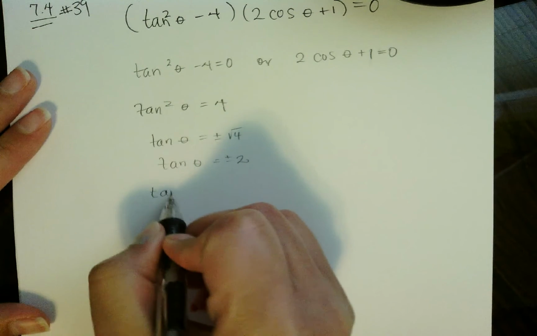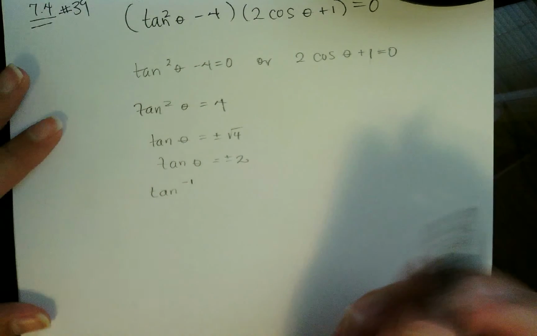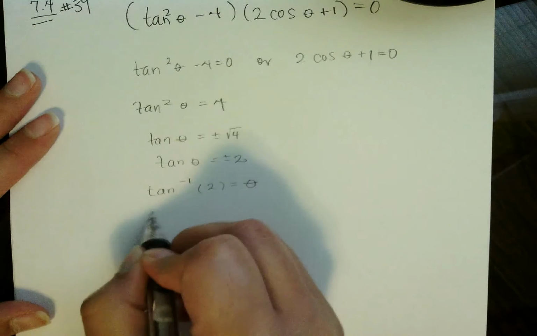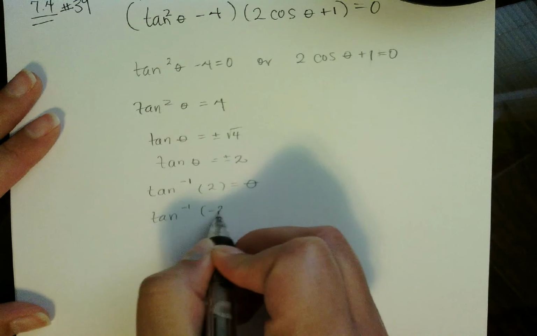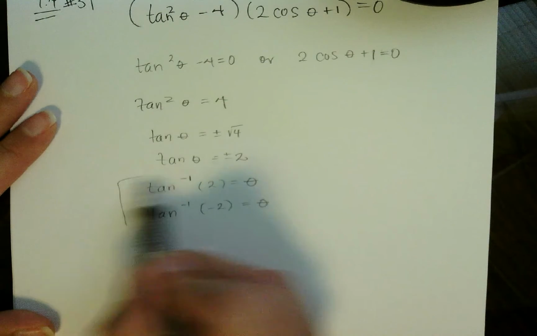It would be inverse tangent of 2 equals theta, and then negative 2. So 2 of those answers. You don't know how to do that one, so don't worry.